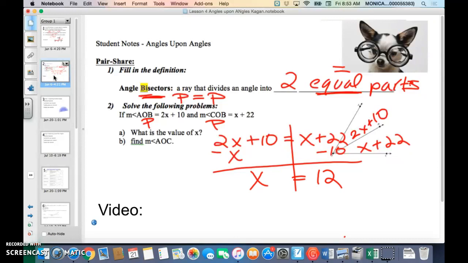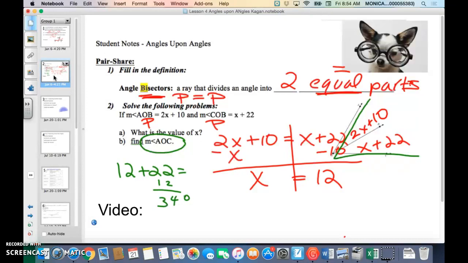The next part of the problem is wanting to find what AOC is. Now what's interesting is this is the whole, A to O to C is the whole angle. And so what I can do is I can plug it into either one. I'm going to plug it into the smaller one, 12 plus 22, which is 34 degrees.